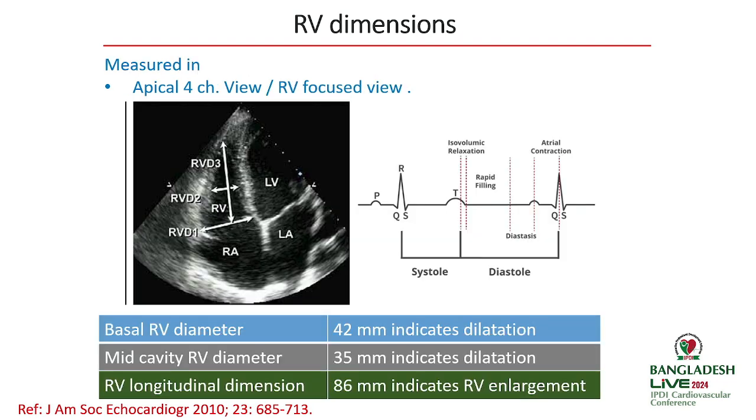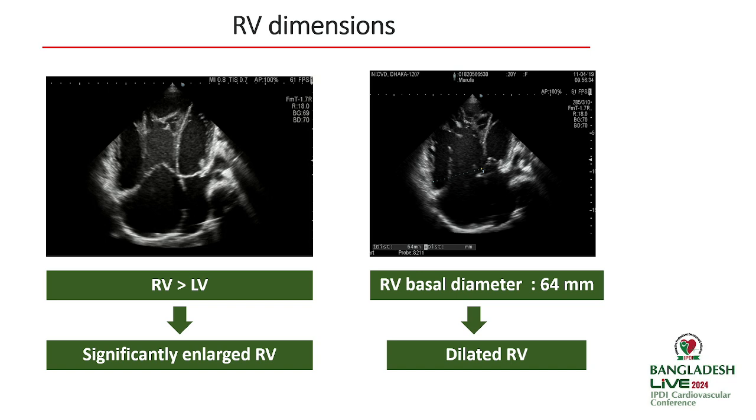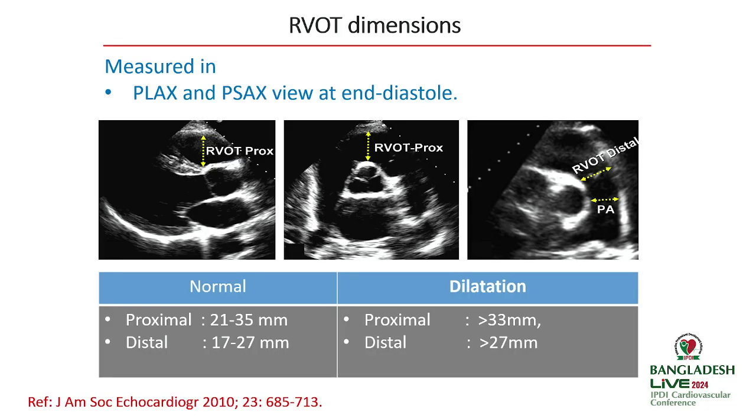And we also quantify the RV chamber by the basal diameter, by the mid cavity diameter, and the RV longitudinal dimension at the end of the ventricular diastole. What is the end of the diastole? It is just before the peak of the R wave on ECG. And the practical picture: the left panel shows the qualitative assessment, and here we can see that the RV is more than the LV size, so definitely enlarged RV. And if we see the basal diameter, 64 millimeters, so it is the dilated RV.